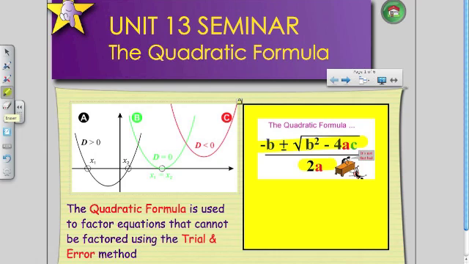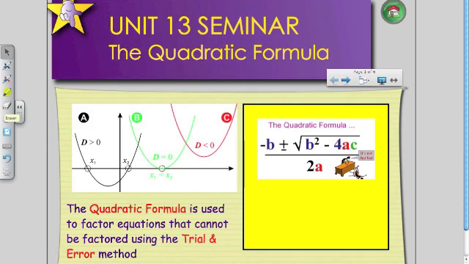So it looks quite complicated, but it really isn't. You do have to memorize this formula for the Unit 12-13 test. The 12-13 test will cover all the material from Unit 12 as well as Unit 13.